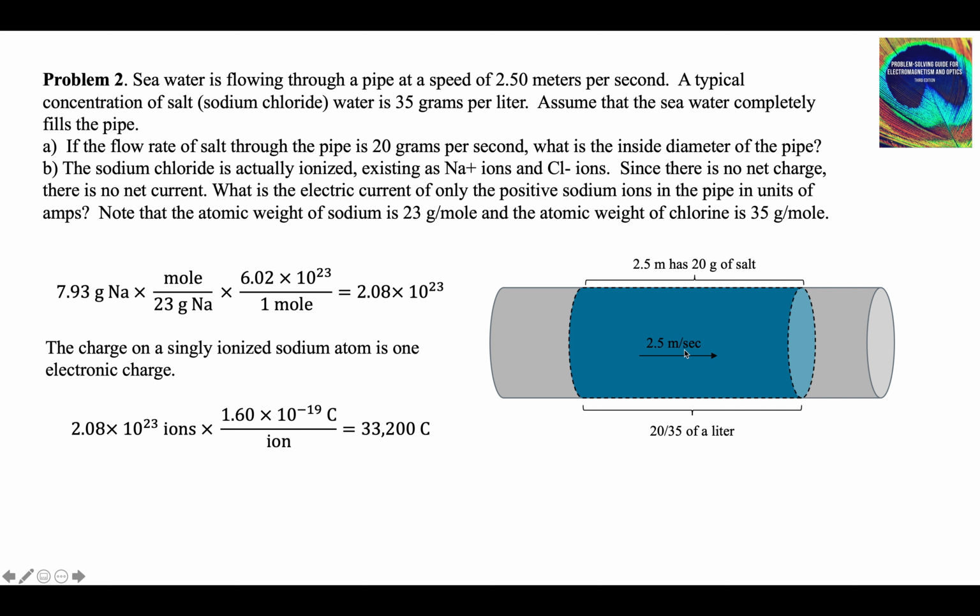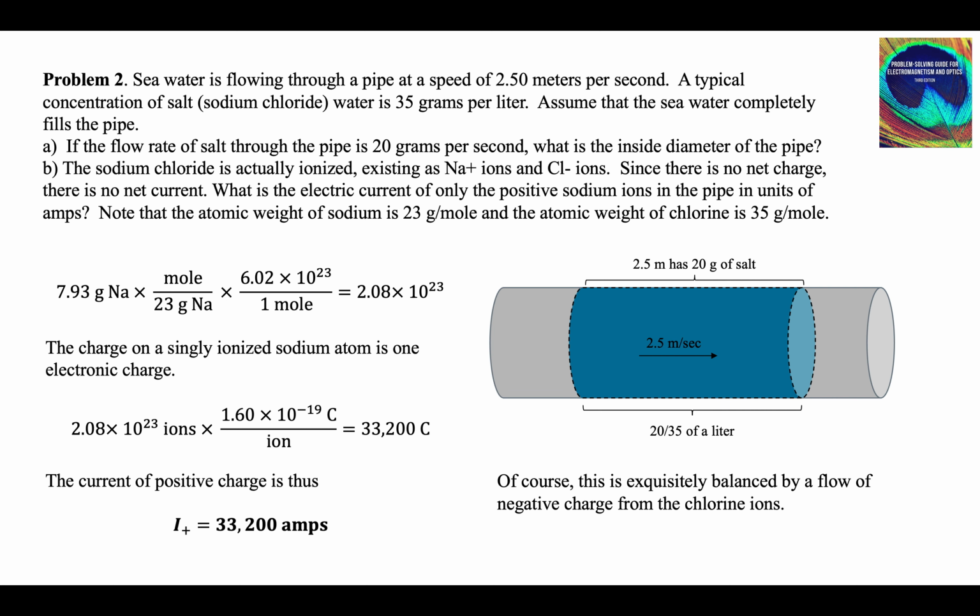So we calculate that all the sodium ions in this slug have 33,200 coulombs. And they go by each second. So the current of the positive charge is 33,200 amps. That's a high current, but of course, it's exquisitely balanced by a flow of negative 33,200 amps from the chlorine ions. That's problem 2.